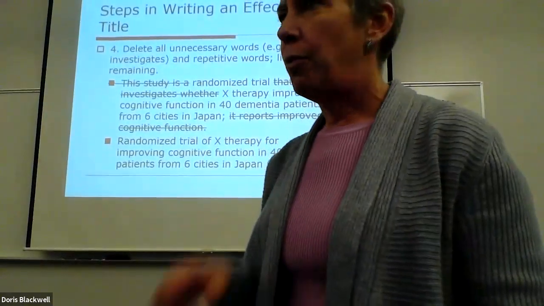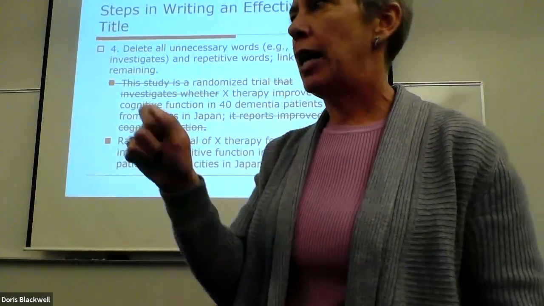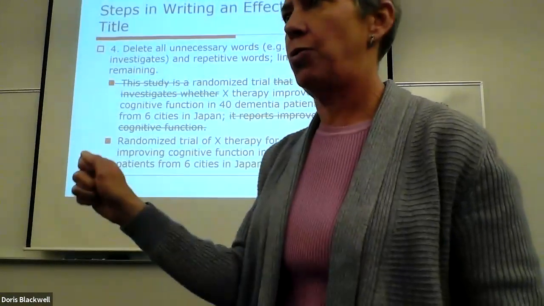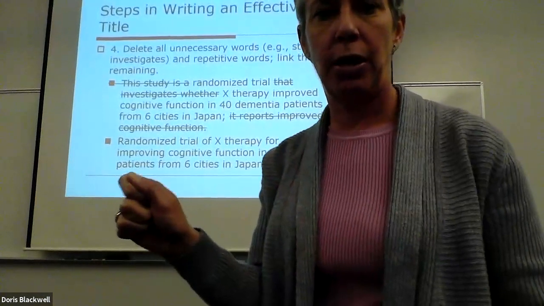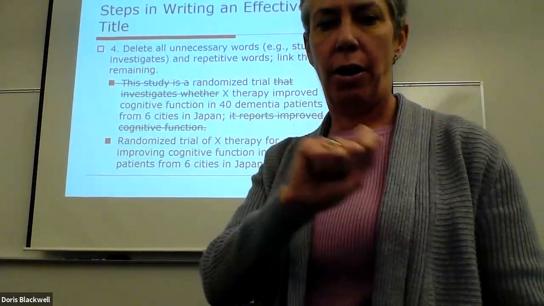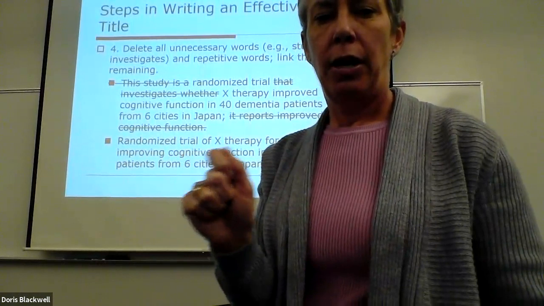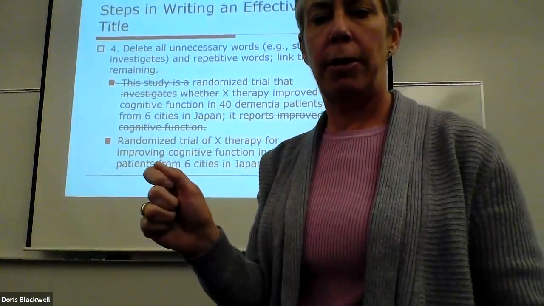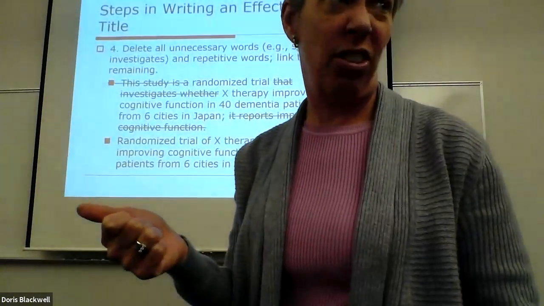The 4th step is to go in and delete unnecessary words. We don't need "a study of" or "an investigation of" in our title. It's being published, so they know this is a study. We can take out those sorts of words. So you just cross out the words, such as "this study investigated whether," and then link together all the words that are left. So: randomized trial of X therapy for improving cognitive function in 40 dementia patients from 6 cities in Japan. That's 18 words, 10 words were gone, way better, but still a little bit too long.